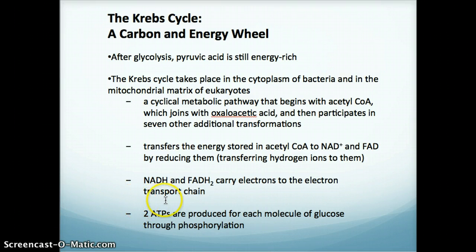Then NADH and FADH2 will carry these electrons to the electron transport chain, which is the next step in aerobic or anaerobic respiration. Through the Krebs cycle, there are 2 ATPs which are produced for each molecule of glucose, and that is through phosphorylation, or the adding of phosphate to an ADP.